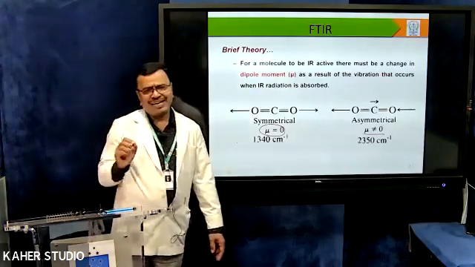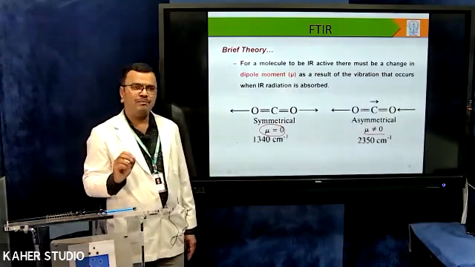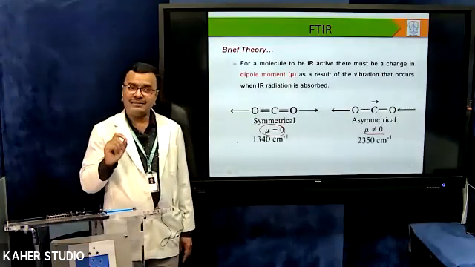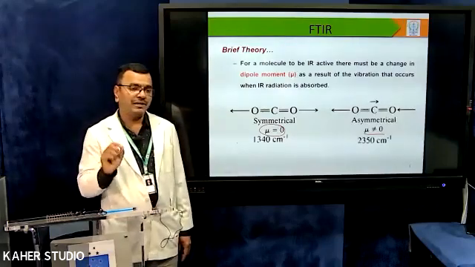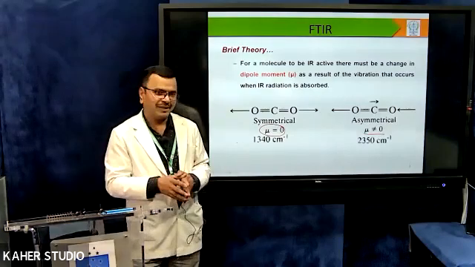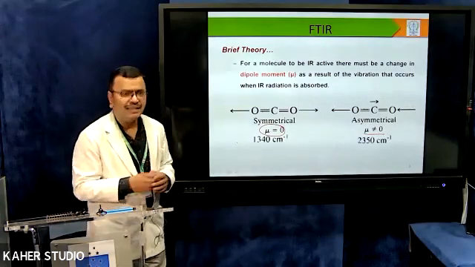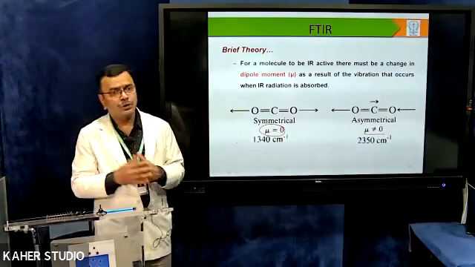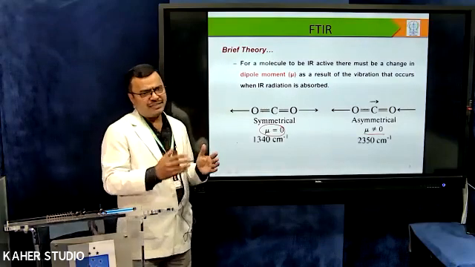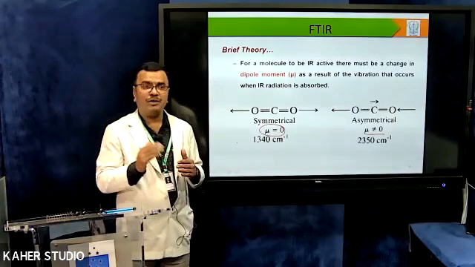Then we can understand the simple basic theory. What is the minimum requirement for any compound to show IR? It is whether the compound can absorb or show IR spectroscopy. We can take one simple example, carbon dioxide. Carbon dioxide can show two stretchings: one is the symmetrical stretching, another is the asymmetrical stretching. If you see symmetrical and asymmetrical stretching, what is common and what is not common?